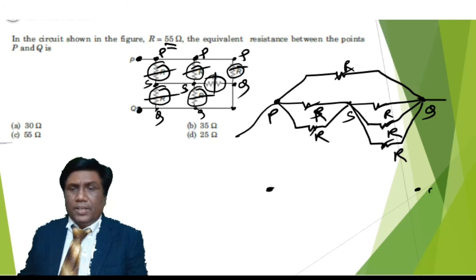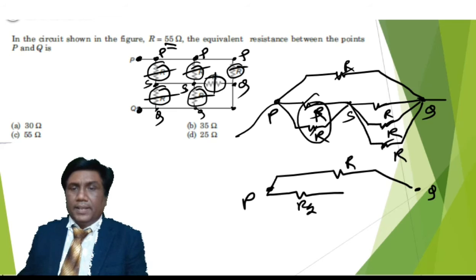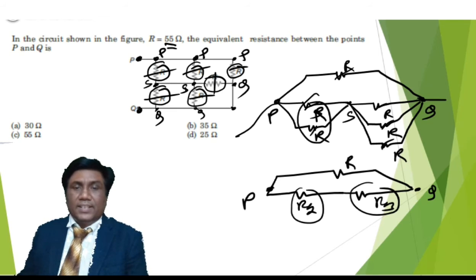Again you can redraw it, no problem. That is P, this part is R, and this part is R by 2 only, R and R parallel. So this part is R by 2 and this part is R by 3. Again R by 2 and R by 3, these two are in series. So what can I do here?